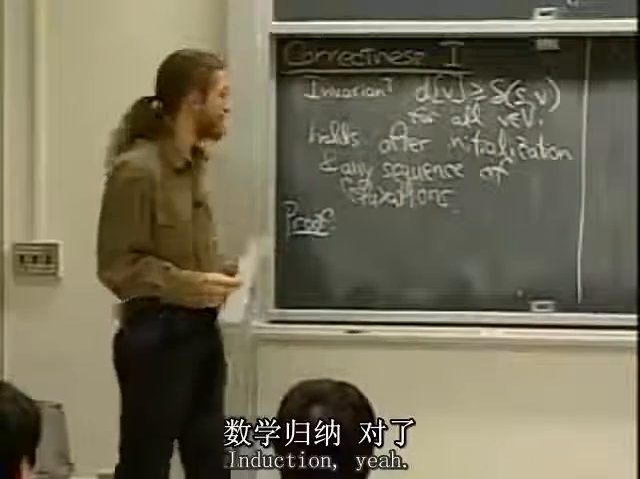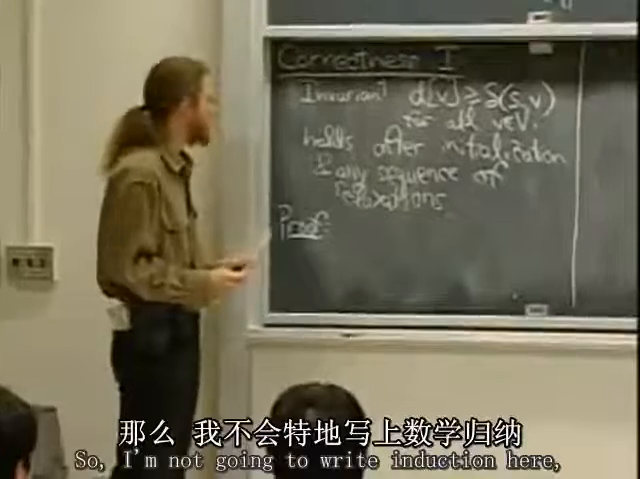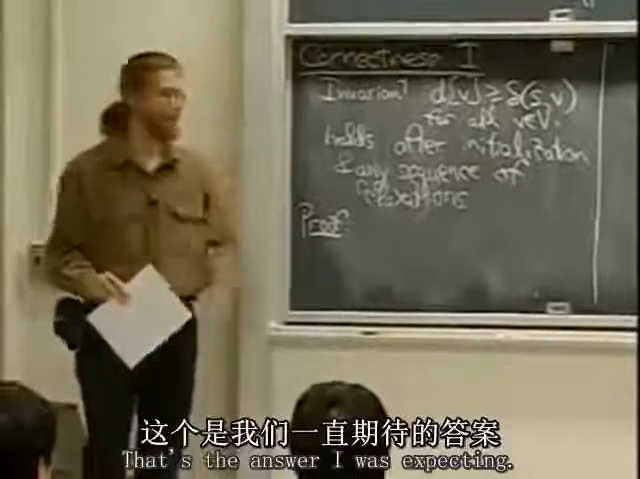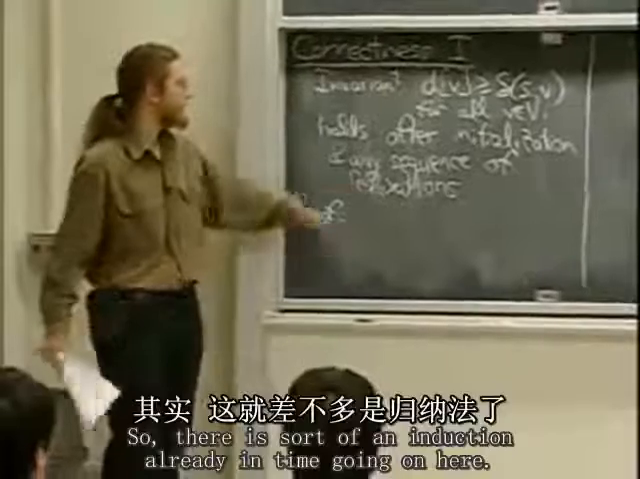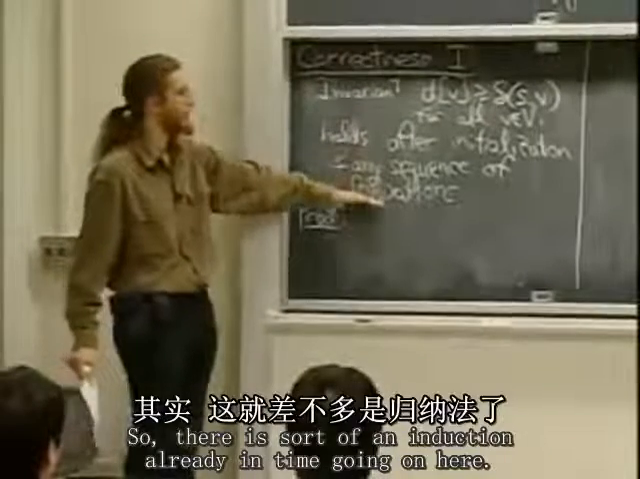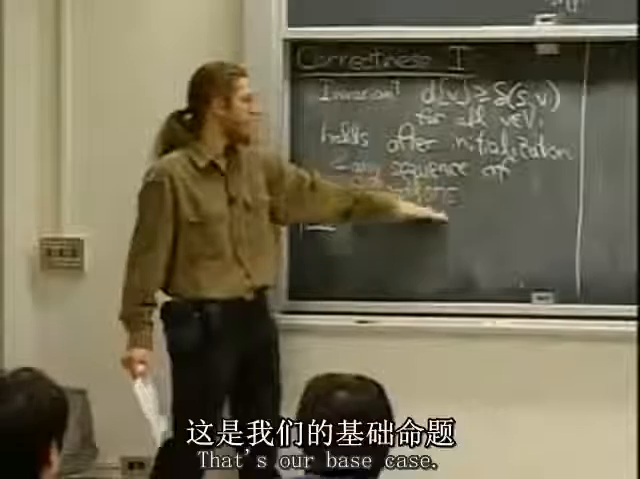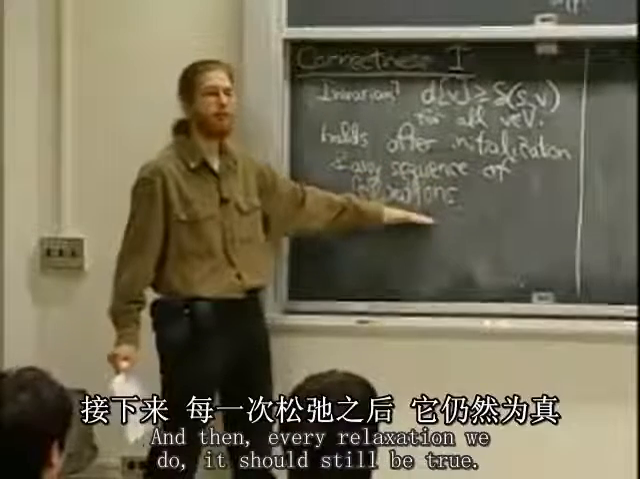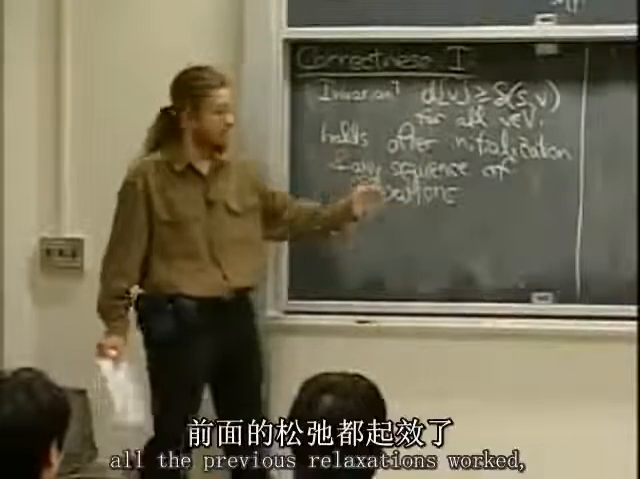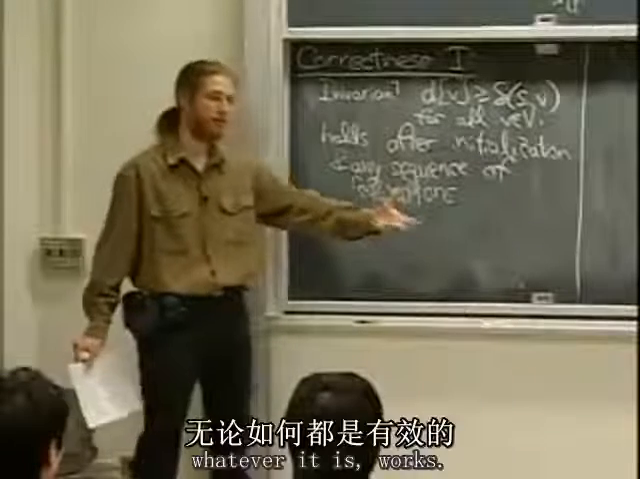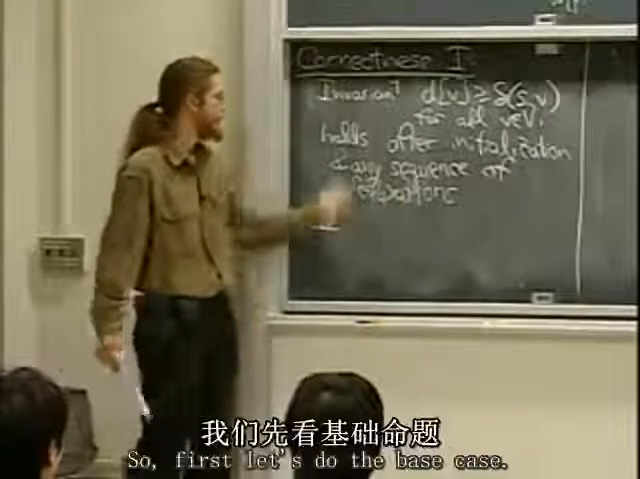Induction. Yeah. So I'm not going to write induction here, but effectively we're using induction. That's the answer I was expecting. So there's sort of an induction already in time going on here. We say after initialization this should be true. That's our base case. And then every relaxation we do, it should still be true. So we're going to assume by induction that all the previous relaxations worked. And then we're going to prove that the last relaxation, whatever it is, works. So first let's do the base case.